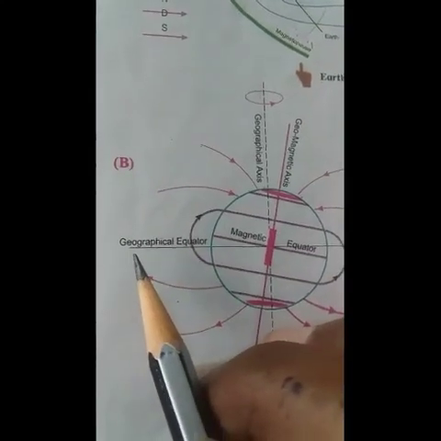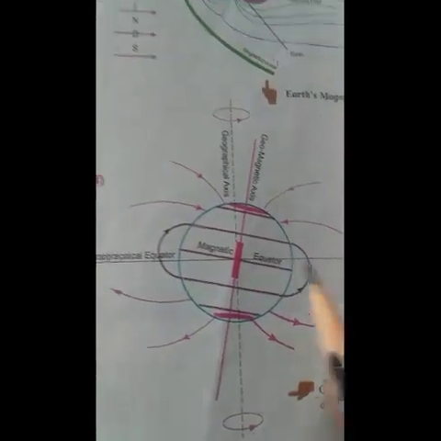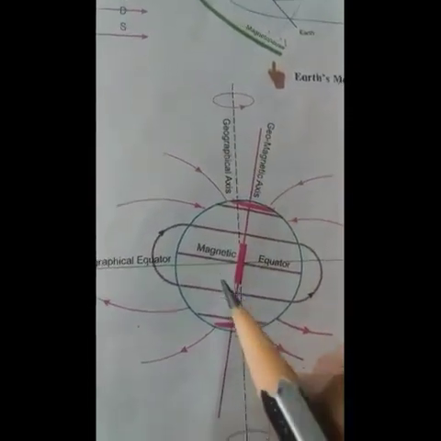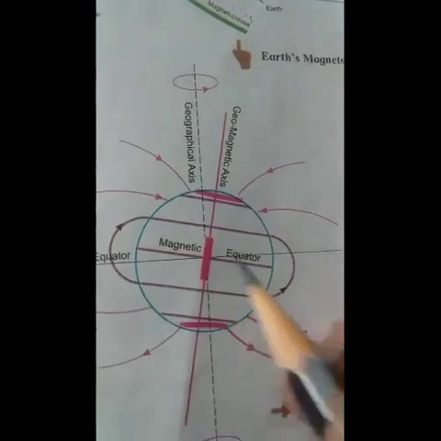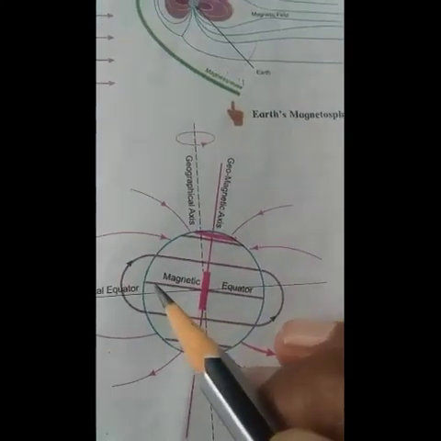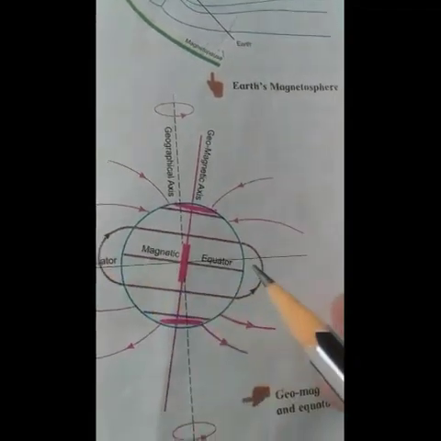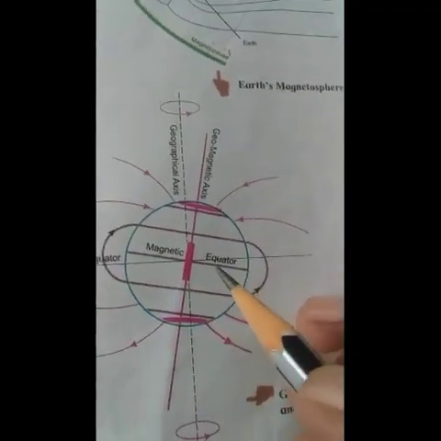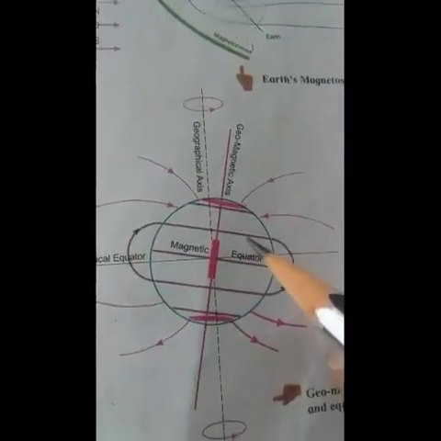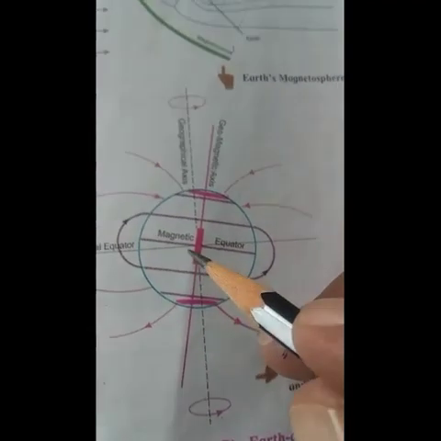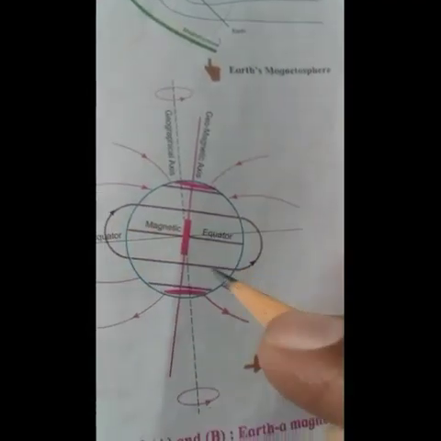And see, this is a geographical equator. This bisects Earth into two parts, and this is a magnetic equator. The magnetic equator is defined as the line around the Earth where the magnetic field is horizontal or parallel to Earth's surface. It does not circle the Earth as a geographical equator does.